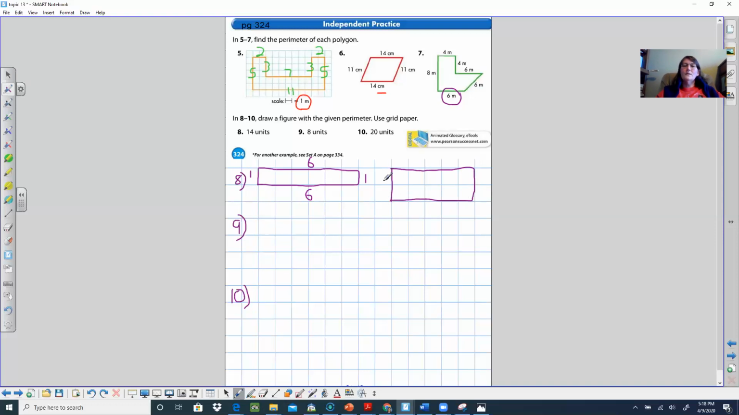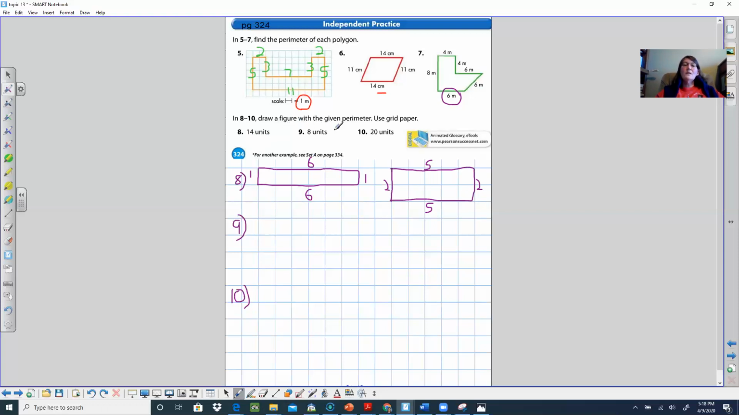Okay, so this side is 2. Label your sides. 5, 2, and 5. So 5 plus 5 is 10. 2 plus 2 is 4. And 10 plus 4 is 14. And that's what they wanted for number 8, was 14.